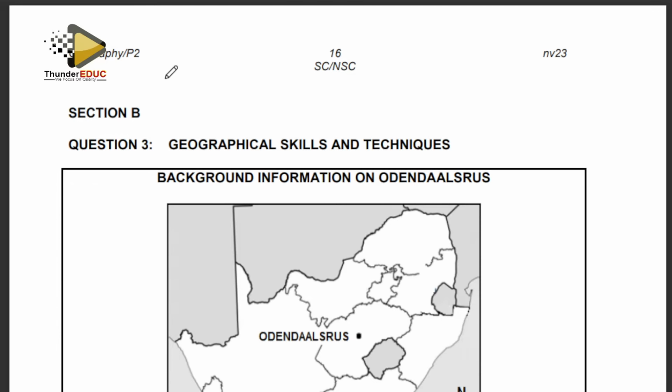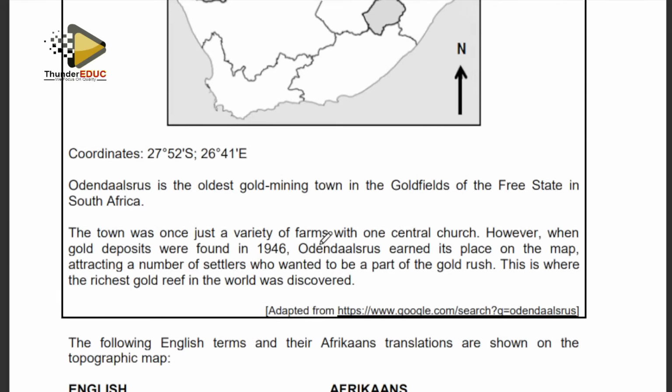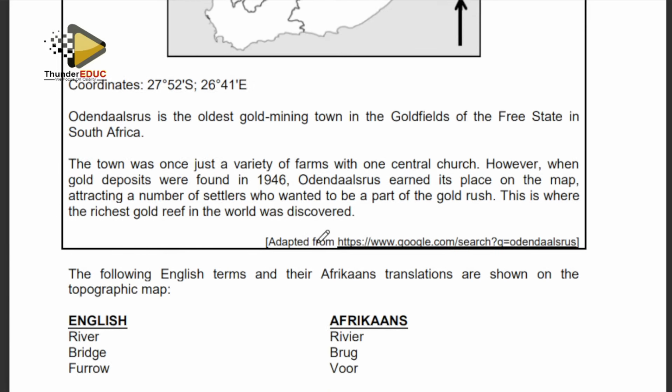The map that we are going to deal with is Odendaalsrus. And on that map, we have this content here. I want you to take just a few seconds while you are reading that content with me. Okay. It says coordinates 27 degrees 52 minutes south, 26 degrees 41 minutes east. Those are the coordinates for the area.